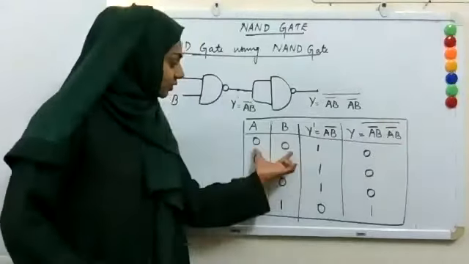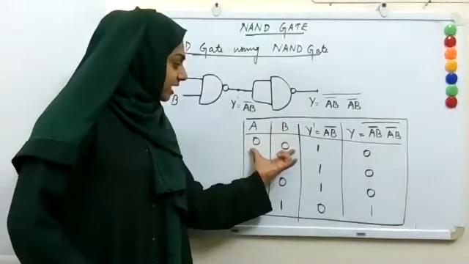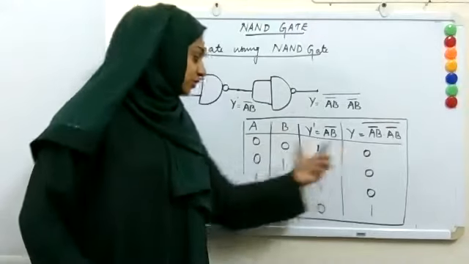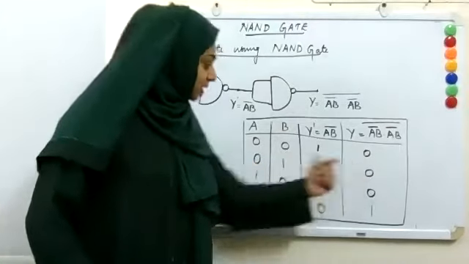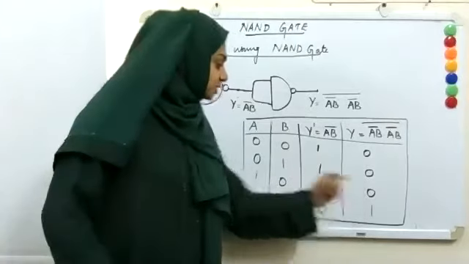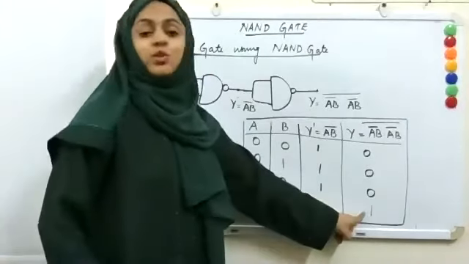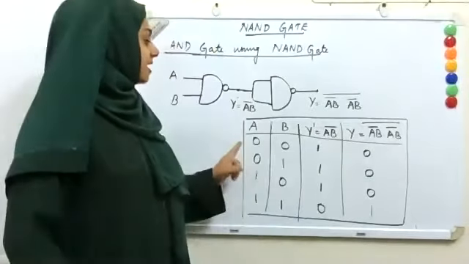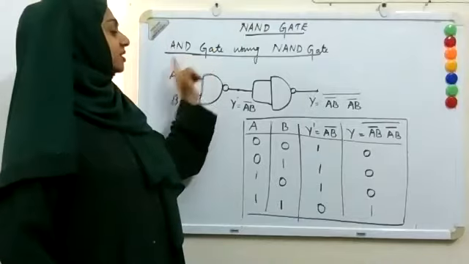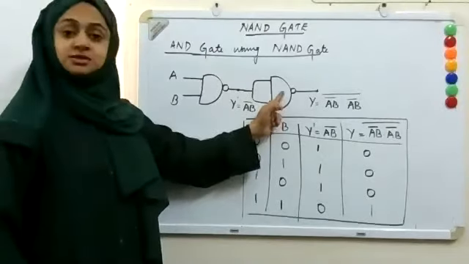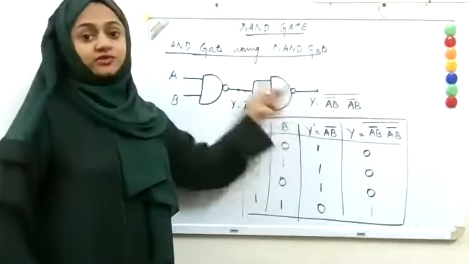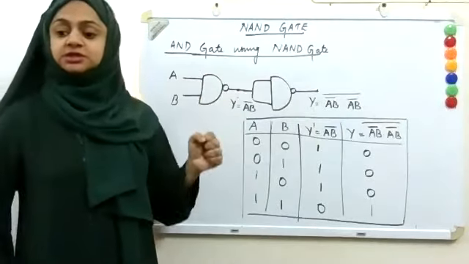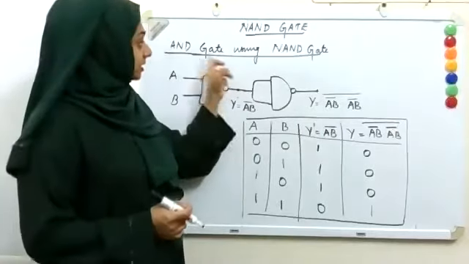The output is 0. So if you take A B as the input, what about the output? 0 and 0, 0. 0 and 1, 0. 1 and 0, 0. 1 and 1, 1. So we got the same output as that of an AND gate. So using 2 NAND gates, we can get the result of an AND gate. This is how 2 NAND gates can function as an AND gate.